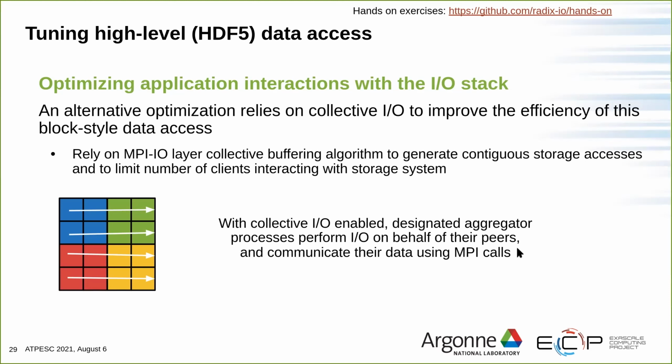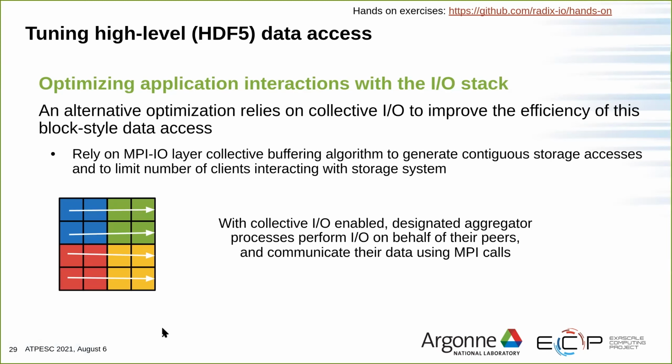system. In this case, it's a little more subtle what's happening, but with collective I/O enabled, there are designated processes that are aggregator processes, and those perform all the I/O on behalf of non-aggregator processes, and they just communicate with the non-aggregators using MPI. So you can imagine in this example that the blue process is responsible both for its data and the green process's data, so it's able to read all of that data contiguously, or write it in this case, and then use MPI collective communication to share that information with the corresponding non-aggregator processes, and similarly for the red and yellow processes.